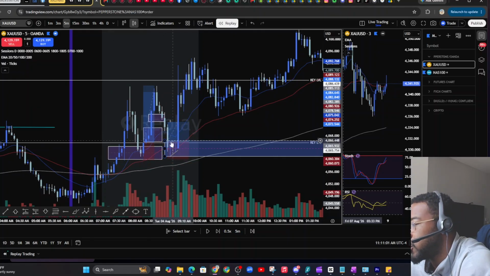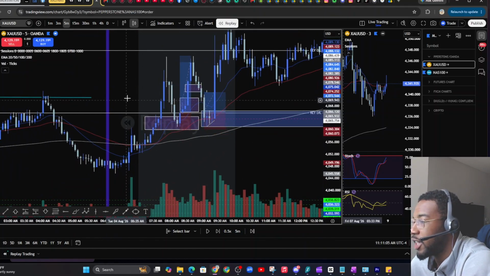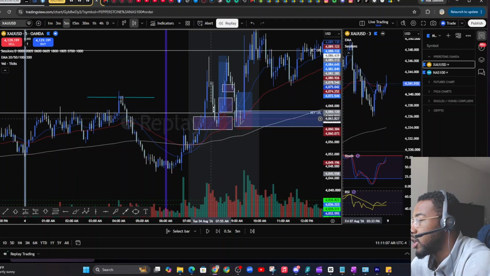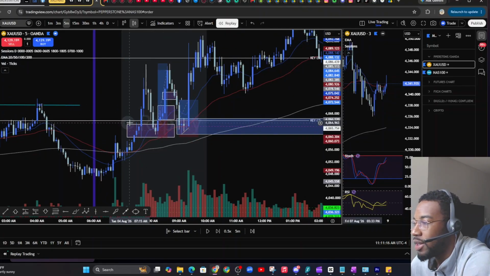So we could have literally just waited for this, taken this, and avoided that NAS setup, because this is perfect. This is textbook. We're getting a break of structure, creating a gap, coming back down, retesting it, and then pushing back up. Now again, this doesn't work 100% of the time, but this was an ideal setup that I would take any day of the week.